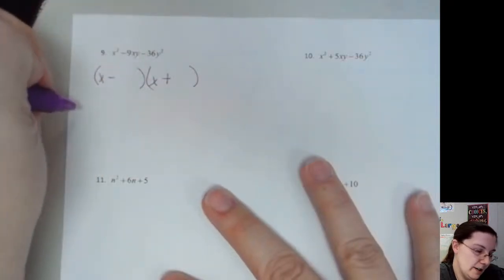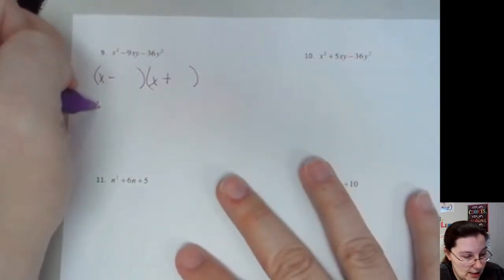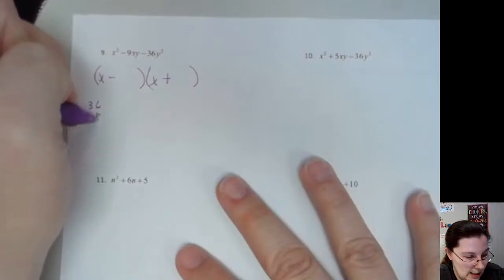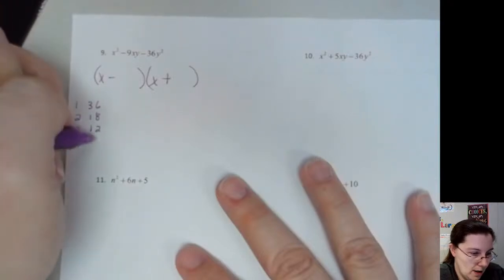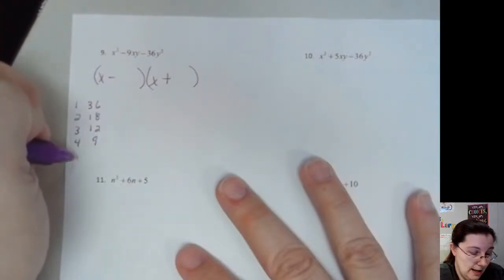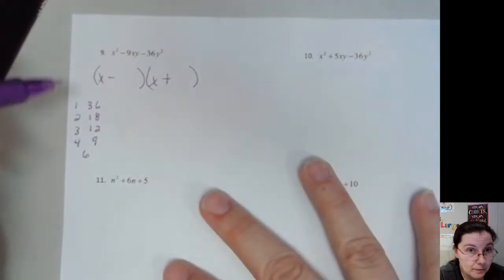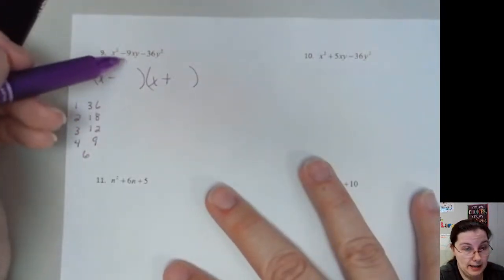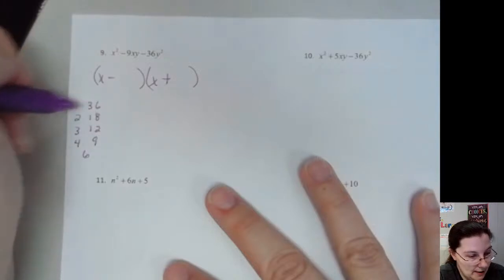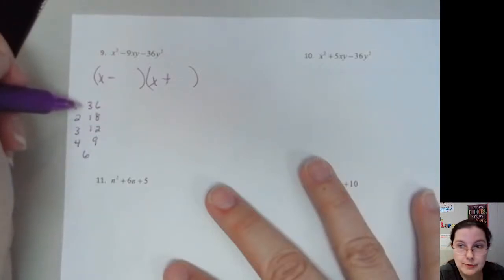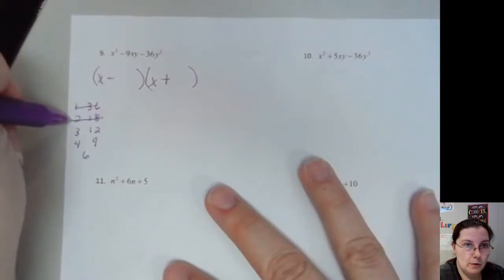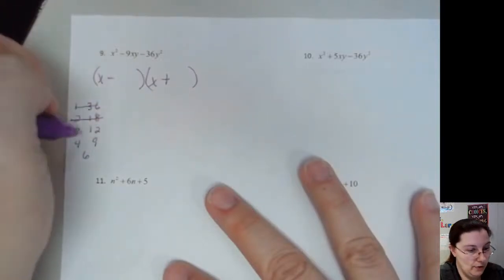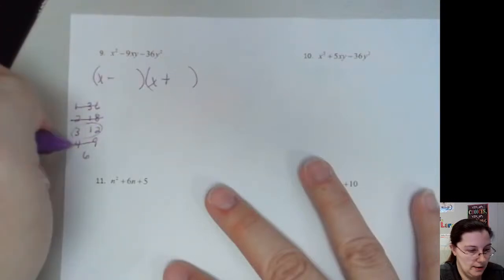When I look at my factors of 36, I have 1 and 36, 2 and 18, 3 and 12, 4 and 9, and then 6 and 6. So I'm trying to get to 9. When I look at these number combinations, either adding or subtracting, 1 and 36 won't work, 2 and 18 won't work, 3 and 12, those will work.